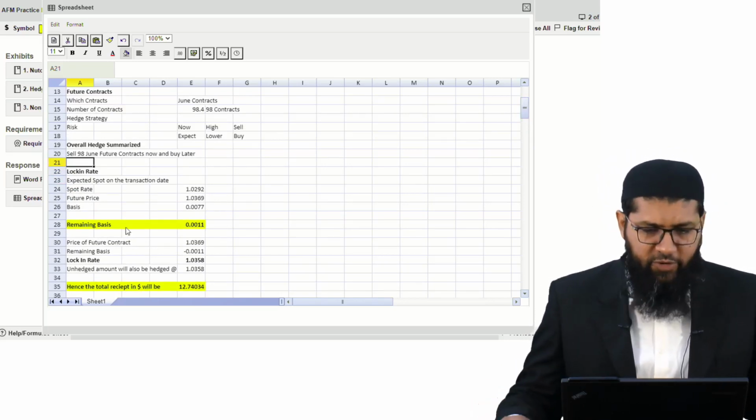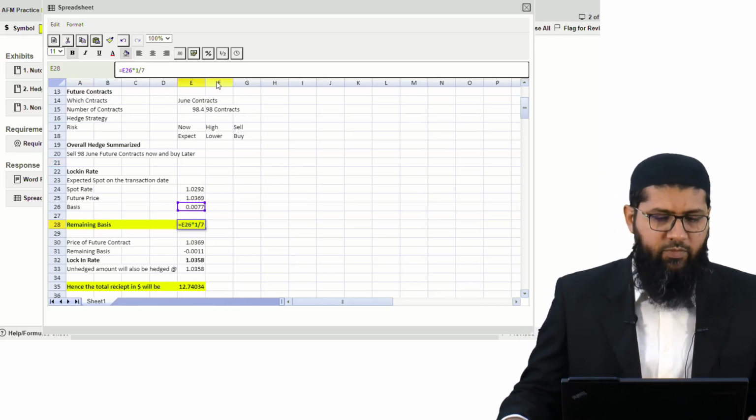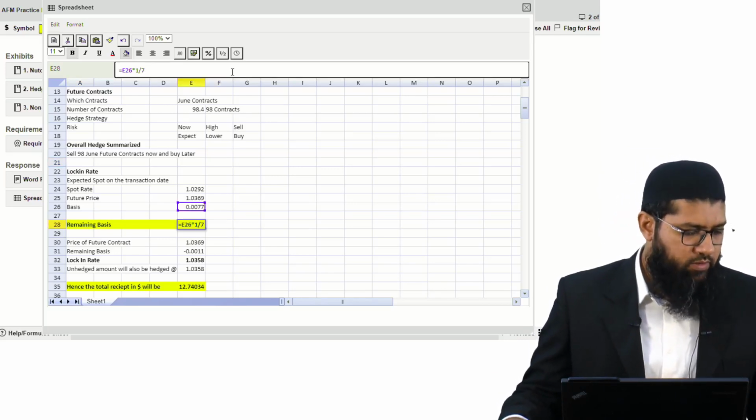How come 0.011? Okay, here it is. It's a remaining basis that I have calculated.